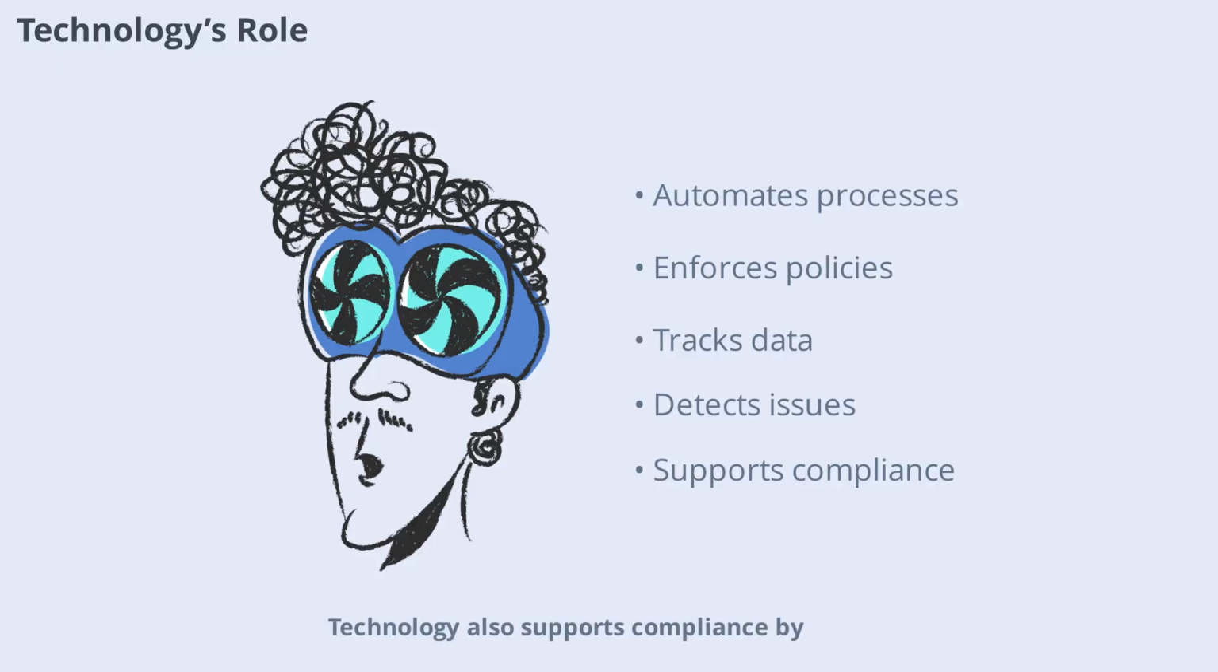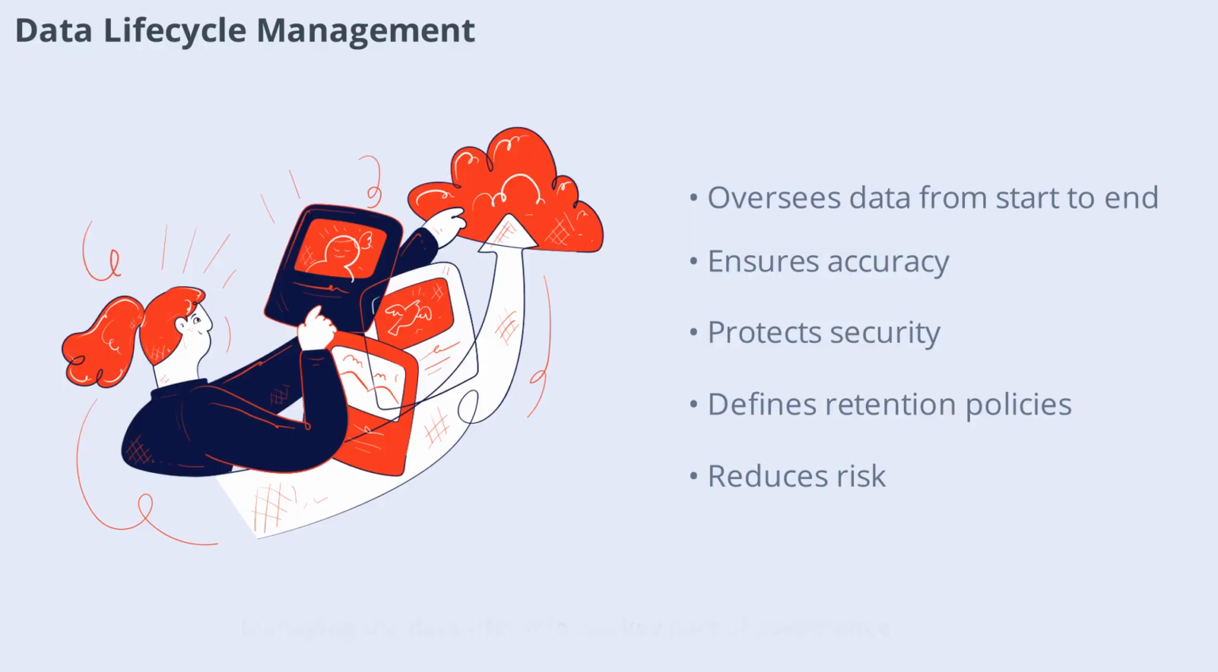Technology also supports compliance by providing detailed records and audit trails. Managing the data lifecycle is a key part of governance. This involves overseeing data from creation to deletion, ensuring it remains accurate, secure, and compliant at every stage. Lifecycle management policies define how long data is kept, when it should be archived, and how it is safely disposed of. By managing the entire lifecycle, organizations reduce risks and make the most of their data assets.